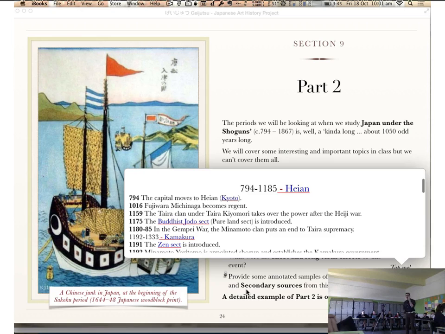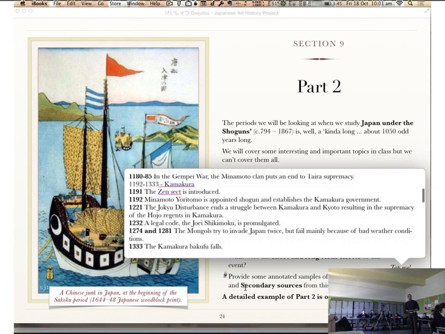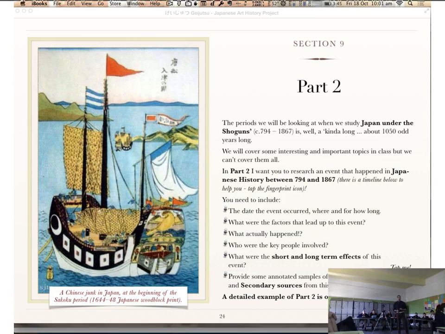So you're going to research a story, you're going to pick one. Find a story that you like, and you're going to research it. This is what you're going to do with that story in part two. You need to cover the date: when this event happened, where, and how long it went for. Some simple stuff. What were the factors that led up to it? That's an easy one. What happened before to make this event happen? Why did the Mongols want to invade? Or why did this samurai assassinate this guy? Those kinds of things.